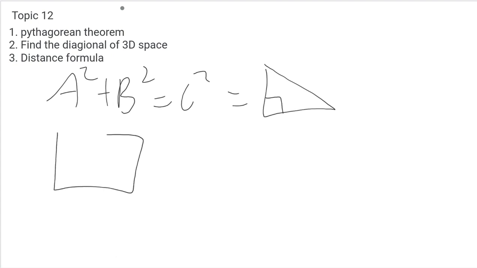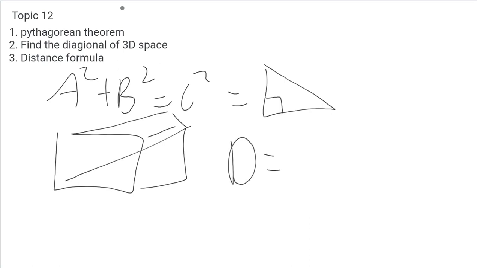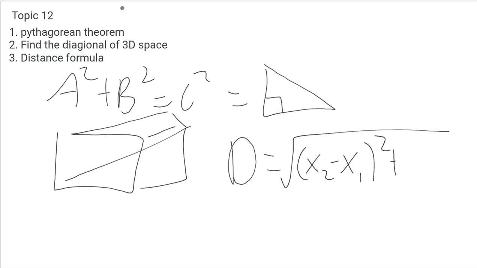Pythagorean's theorem was a squared plus b squared equals c squared, and that only worked for a right triangle. When we had a 3-dimensional space, we found the fishing rod that went all the way across, and then our distance formula for 2 points in space was x2 minus x1 squared plus y2 minus y1 squared.